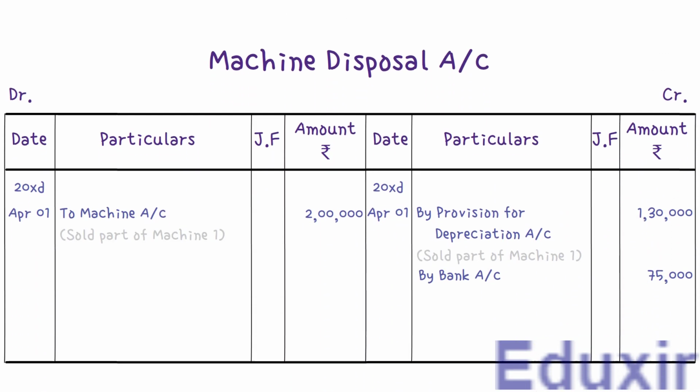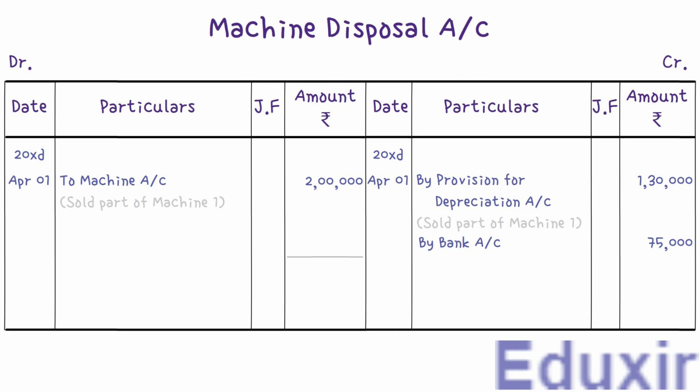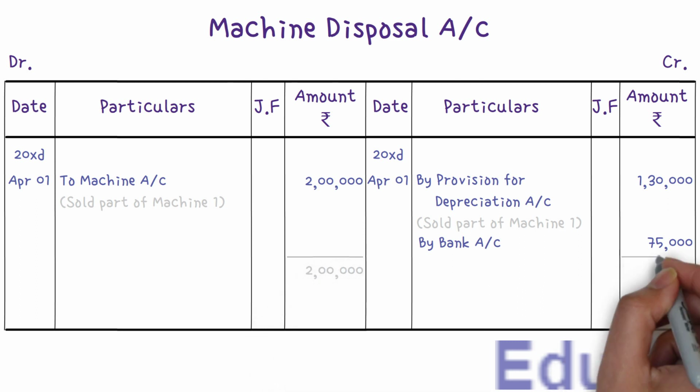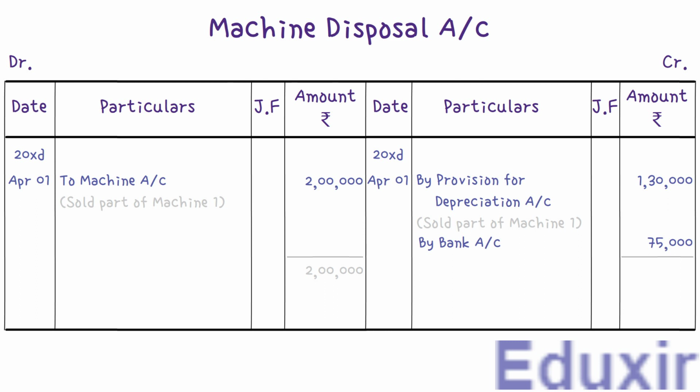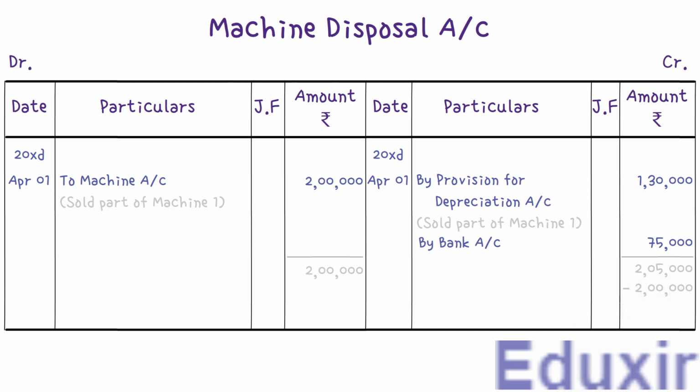Let us now find the totals in the machine disposal account. The total on the debit side of the machine disposal account is 2 lakh rupees. The total on the credit side of the machine disposal account is 2,05,000 rupees. From the total on the credit side, which is 2,05,000 rupees, if we subtract the total on the debit side, which is 2 lakh rupees, we get 5,000 rupees. This is the surplus on the credit side and it represents the credit balance.